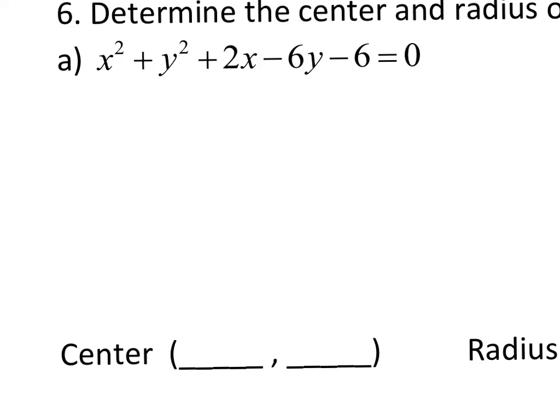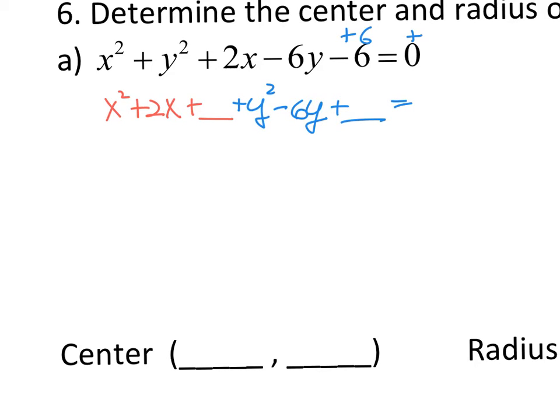In this problem, we have to complete the square in order to find the center and radius of the circle. So if we first order the problem, we'll have x squared plus 2x, and I'll leave room for a blank. And then for the y's, we'll have plus y squared minus 6y plus room for that blank. And that's going to equal, taking that -6 there and adding 6 to both sides.